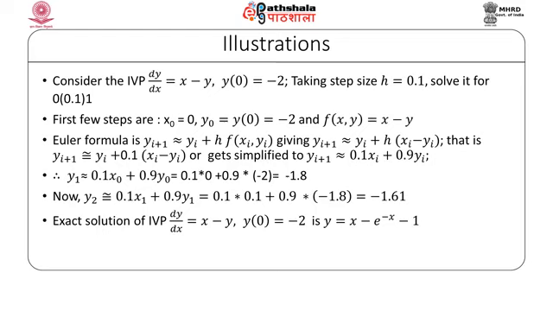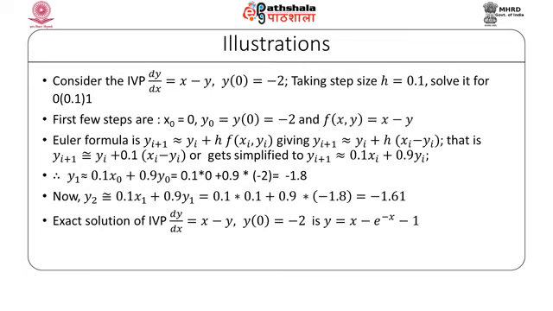Again we apply the formula to calculate y2. y2 will be y1 plus 0.1 into (x1 minus y1), so 0.1 x1 plus 0.9 y1. We get 0.1 into 0.1, since x1 is 0.1, plus 0.9 into y1, which is estimated to be minus 1.8. Substituting, we get the answer minus 1.61.